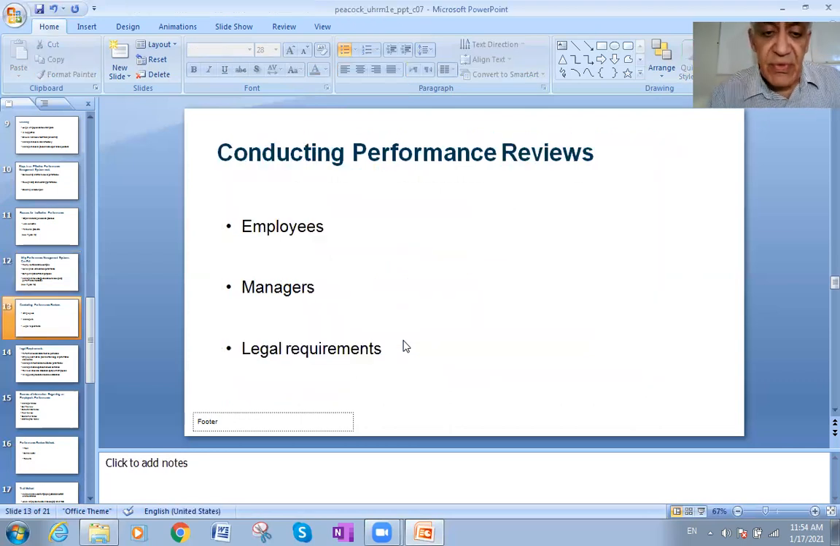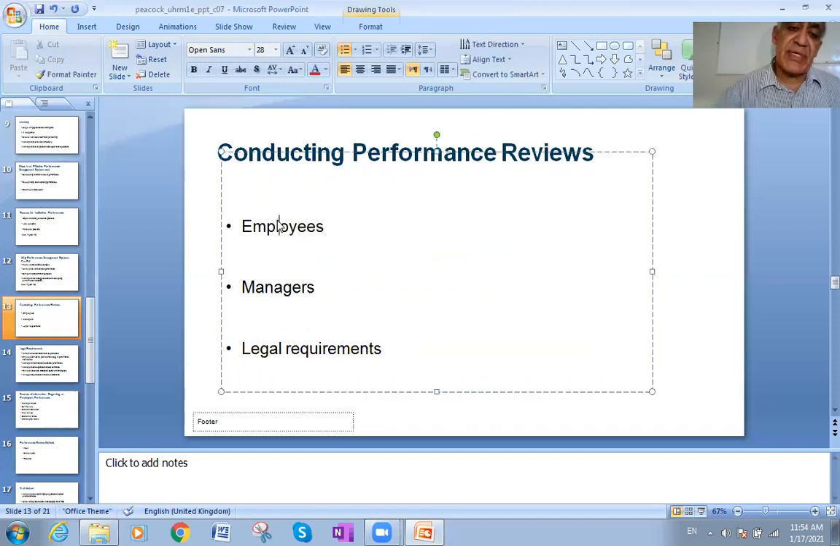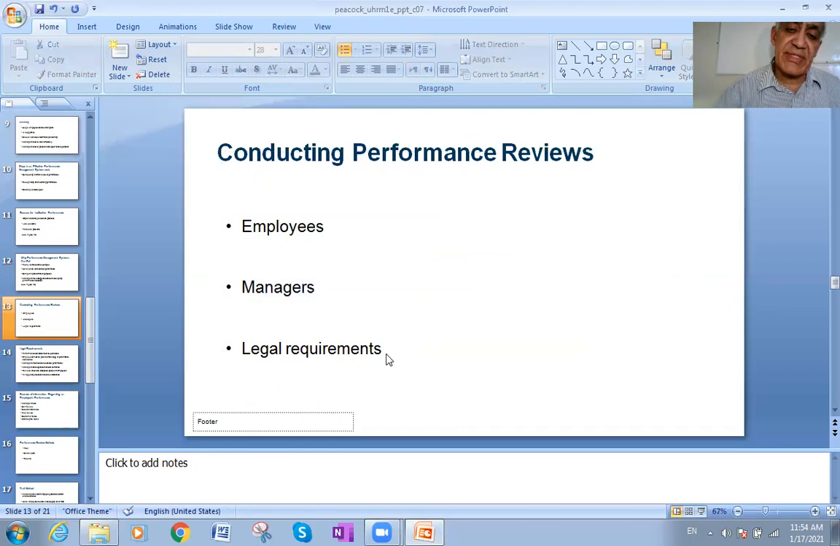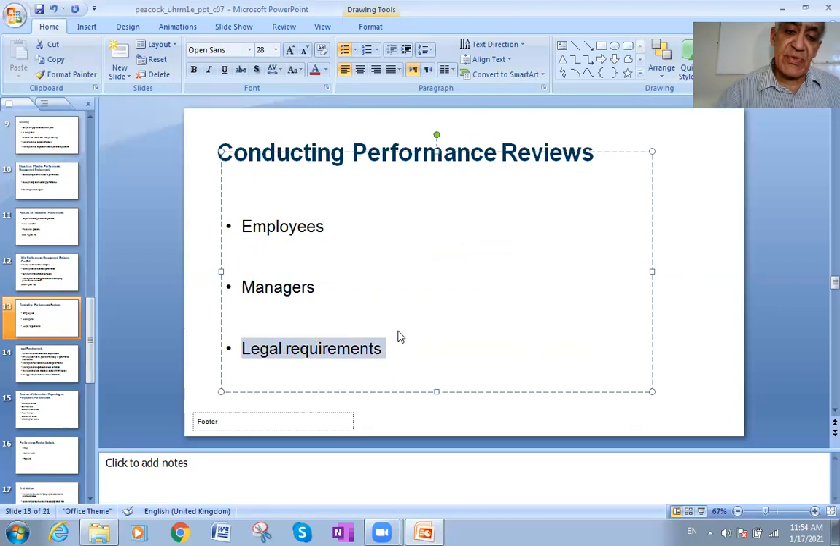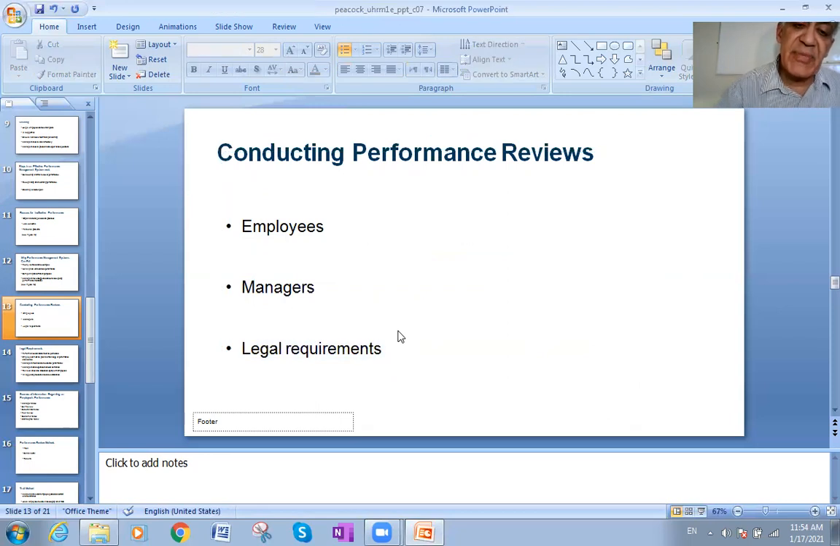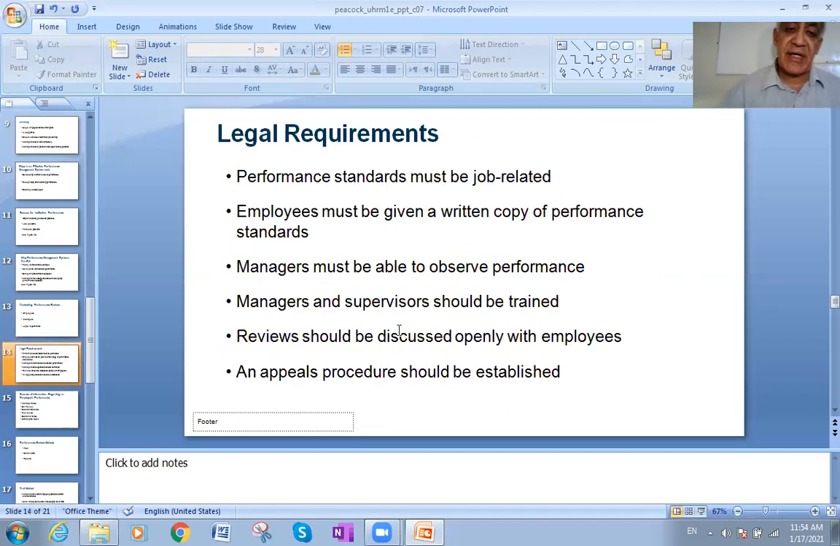Conducting performance reviews. So we have the employees, we have the managers, we have the legal requirements. So in conducting performance reviews, it must be shared between those three things: the employees, the managers, and the legal requirements. What are the legal requirements?